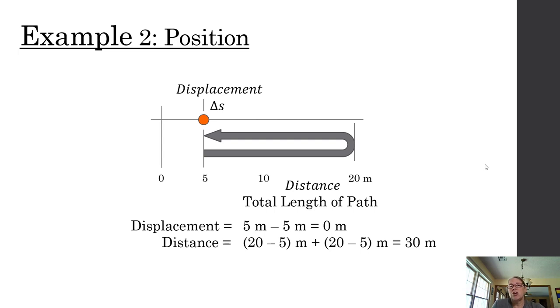So again, your displacement can be 0, and you could still have a distance of lots of miles. Maybe you go on vacation. I started at my house. I drove to Alabama. I came back to my house. My displacement for my vacation was 0. However, I put thousands of miles on my car.